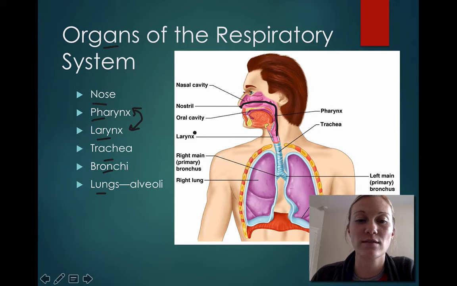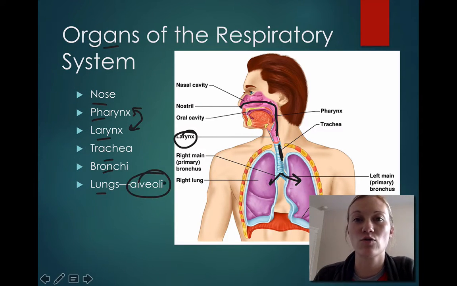This is where your vocal cords are, or your voice box. Then we go into your trachea, and then from there, you go into your lungs, or more specifically, the alveoli. The oxygen will go there.